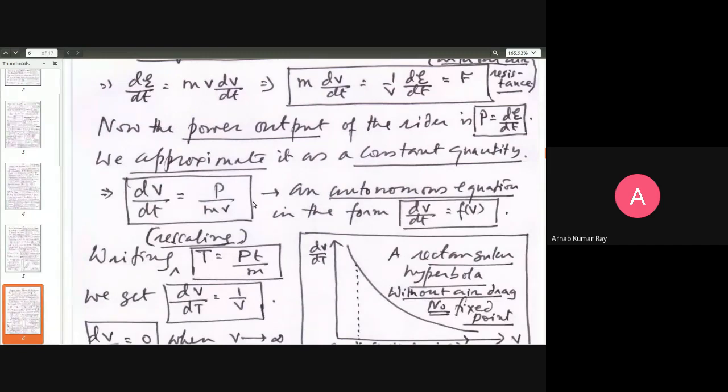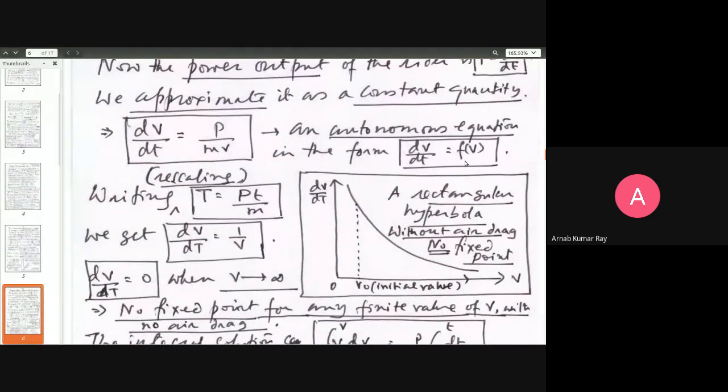So this equation is now an autonomous equation, in the form dv/dt is some function of v. It is a very simple function, a 1 upon v kind of function, constant by v kind of function. Now we shall rescale the variables. P and m being constant, we take them to the left-hand side in the denominator, put them inside the differential, and rescale that small time t as capital T. Capital T will be small t into P by m.